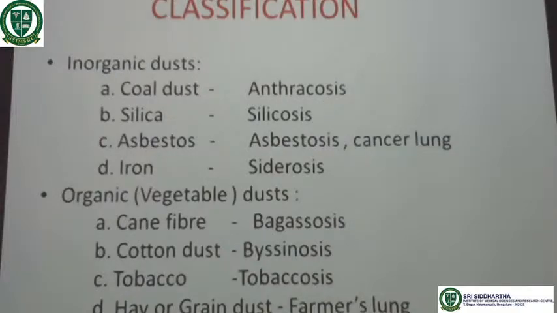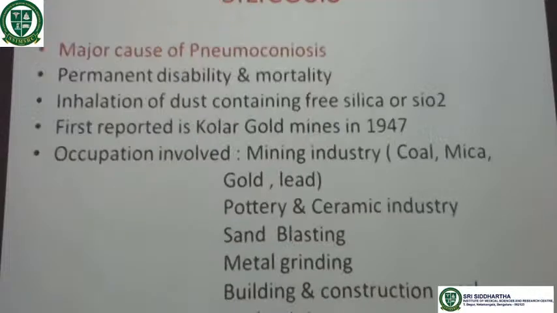We will have a discussion about that. Coming back to the first one, that is silicosis. It's a major cause of pneumoconiosis. It leads to permanent disability and mortality. Inhalation of dust containing free silica is the main disease causing agent here. It was first reported in the Kolar gold mines in 1947.